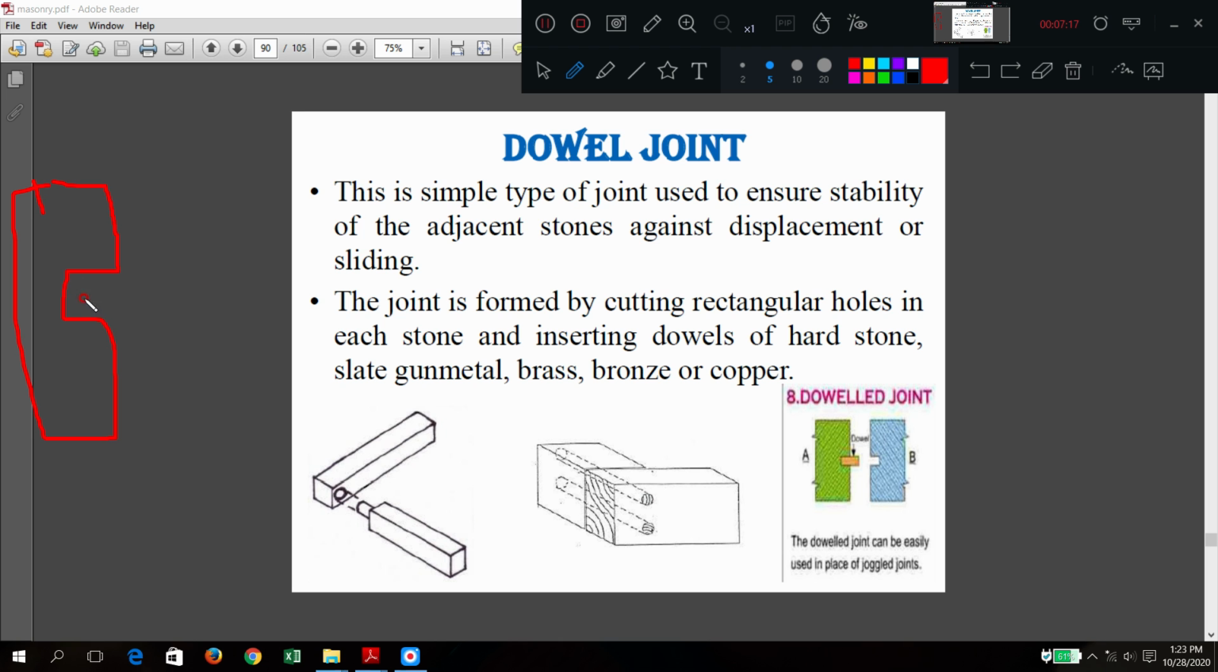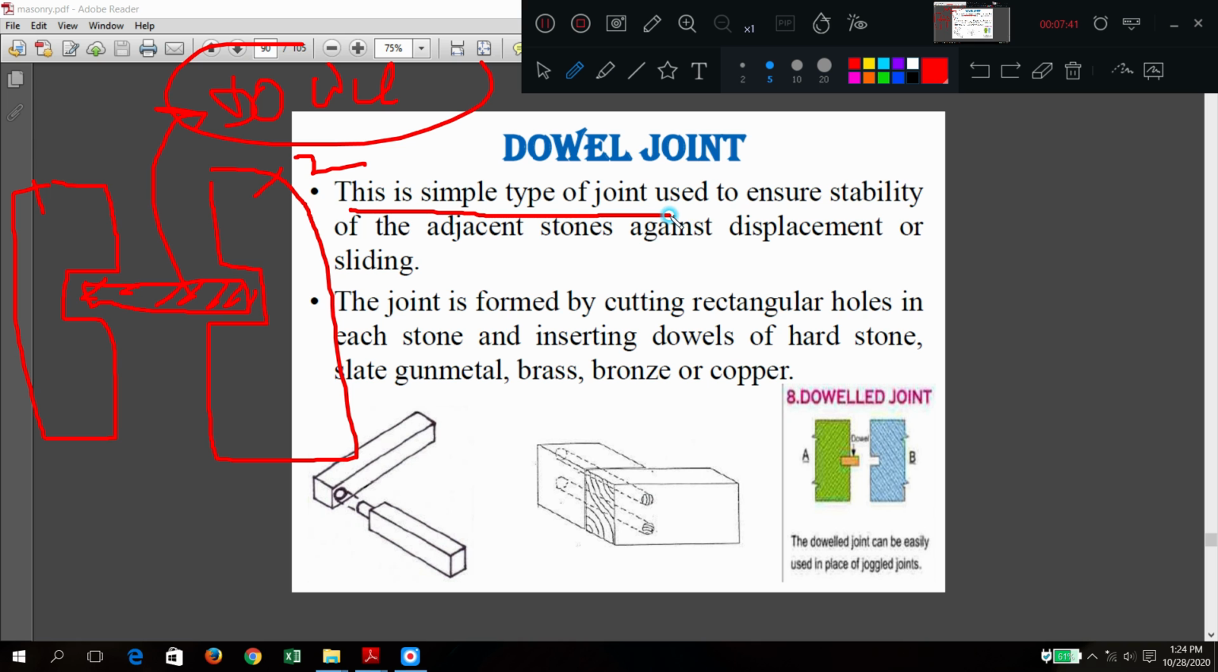Here a groove is made. The second stone is a mirror structure like this. So both these stones are joined by one extra piece like this. This is one extra piece of stone or anything. This is called the dowel piece. So like this these are made.